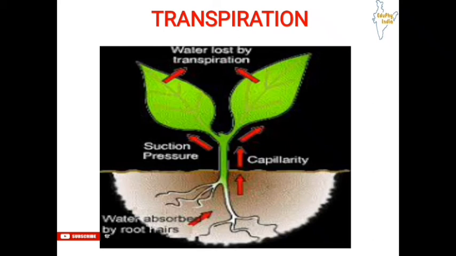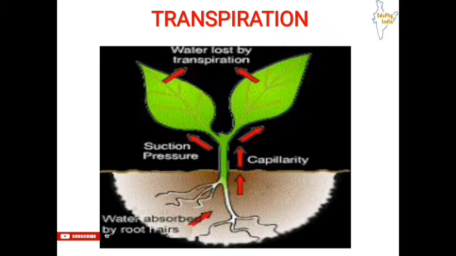So after it gets into the leaves, the water is lost through the stomata by evaporation, and this water lost by transpiration is replaced by water from the xylem vessels in the leaf. So evaporation of water molecules from the cells of a leaf creates a pressure or a suction which pulls water from the xylem cells of the roots.